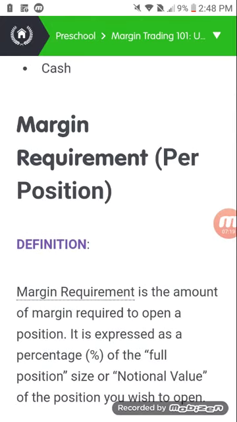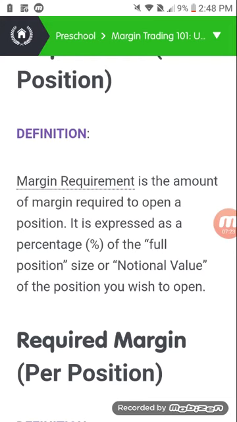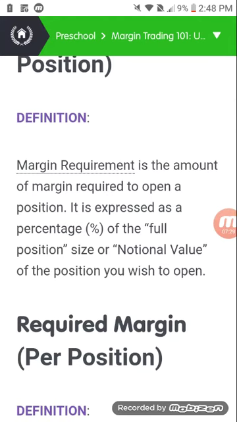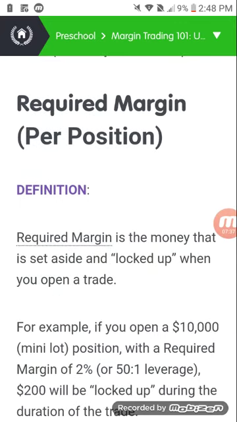Okay, so margin requirement per position. Margin requirement is the amount of margin required to open a position. It is expressed as a percentage of the full position size or the notional value of the position you wish to open.